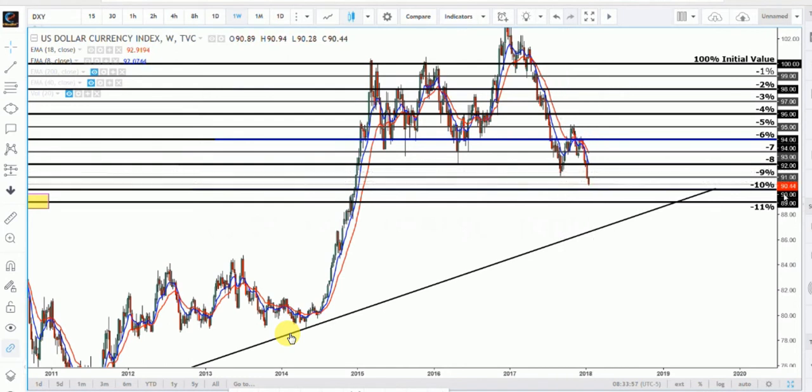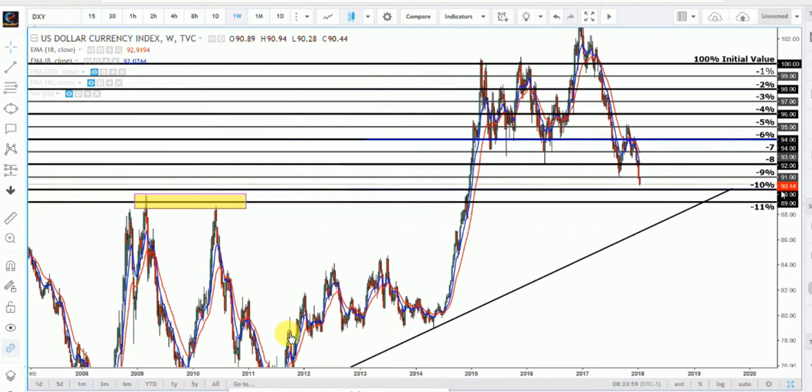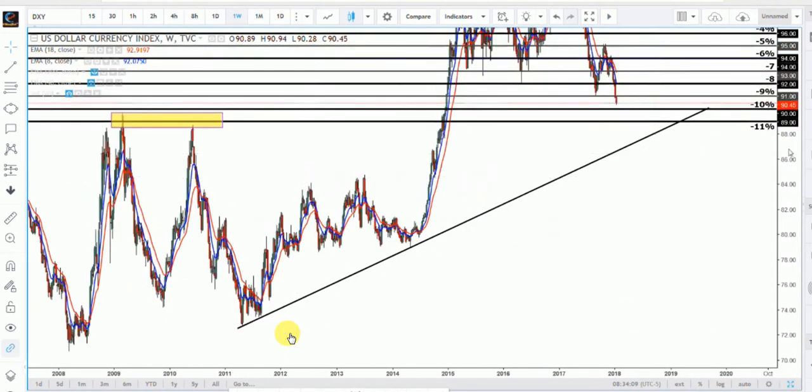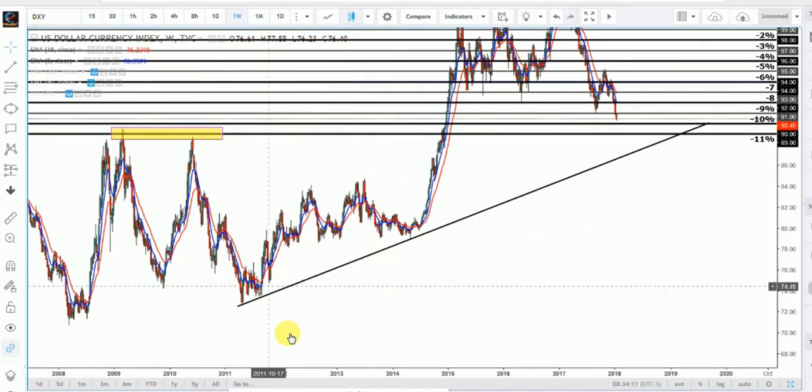Now, we are approaching 90. Like I said from last week, we're approaching this area that can act as some serious support. But we're approaching 90, and keep in mind there is a long-term trend line. First touch, point 1, point 2, that's a very long space from here to there.